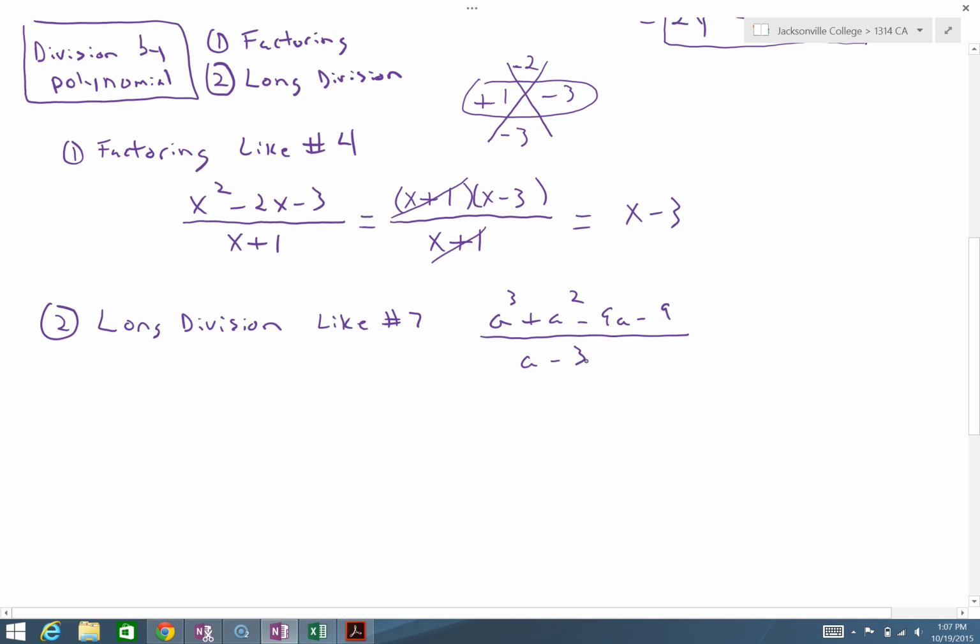Alright, so first I'm going to rewrite this as a division. This is my divisor, a minus 3, and we're dividing into, this is my dividend, a cubed plus a squared minus 9a minus 9. Alright, this is long division, much like you learned long division way back in grammar school.